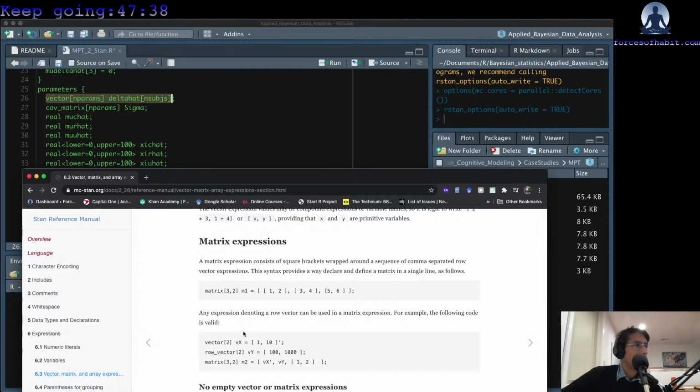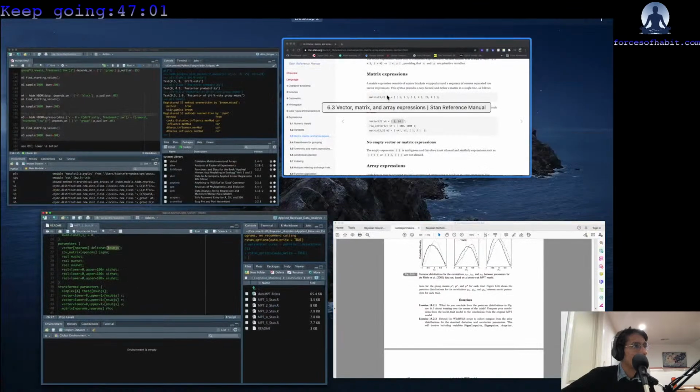So this is like a matrix expression here. A matrix expression consists of square brackets wrapped around a sequence of column vectors. So we have this vector here too, and we then have the delta hat, which is going to be, each of the number of parameters are going to have a number of subjects. I think that's what's happening.